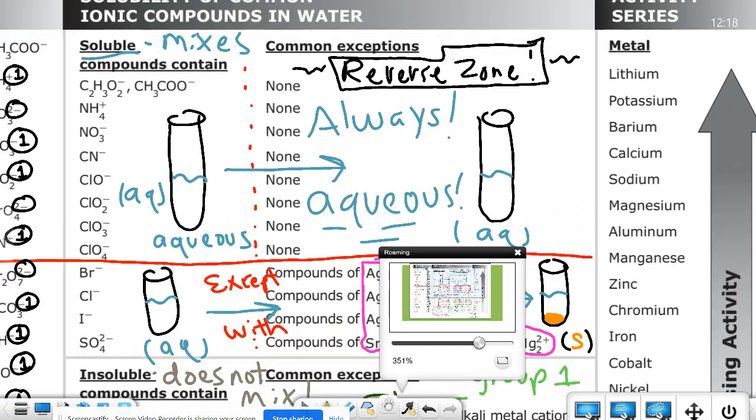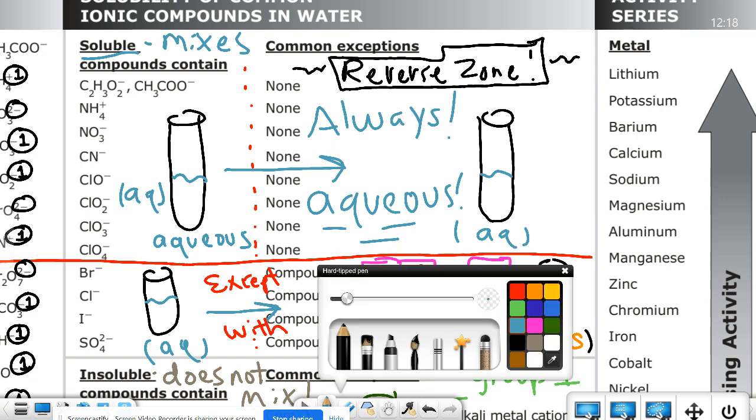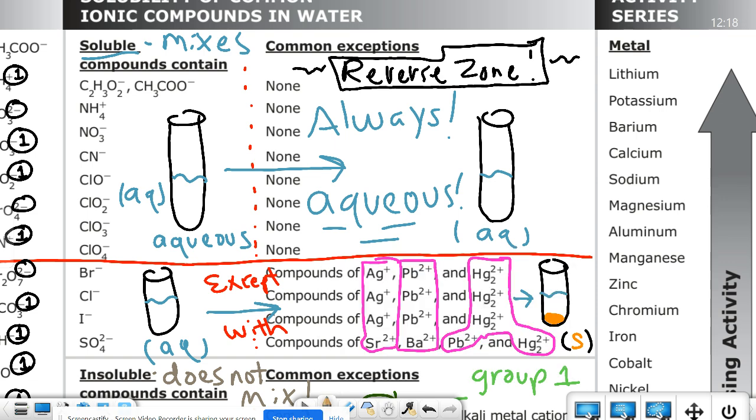Okay, the second level, bromide, and by the way, let me just say the names of some of these here so at least you know that this is called ammonium, this is nitrate, this is cyanide, this is hypochlorite, chlorite, perchlorate, and chlorate.